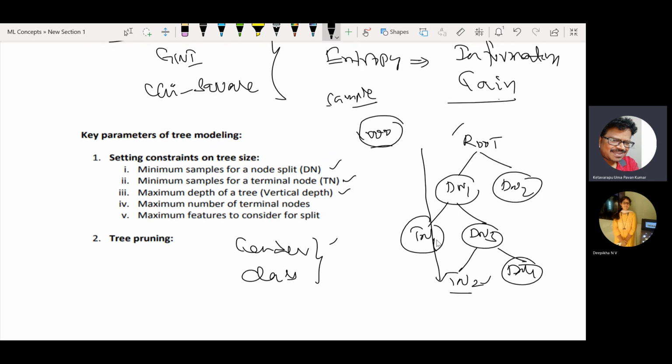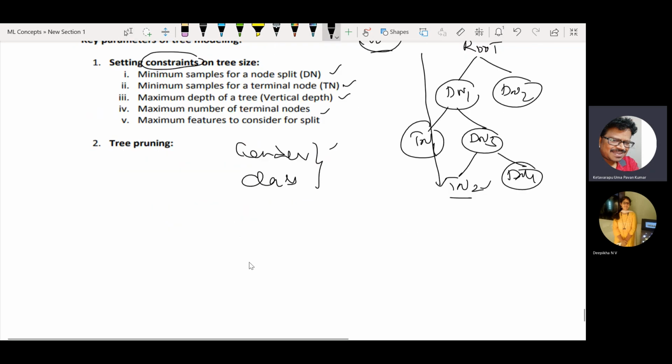Whereas in the other aspect, maximum number of terminal nodes. So we have to set some sort of constraint, friends. If I abnormally increase the number of nodes and all these kinds of things, it definitely leads to some complexity. And we have to put some kind of constraint on the maximum features also. It doesn't mean that if I have 100 features, I should go with all 100 features. So these are some of the parameters we need to consider.